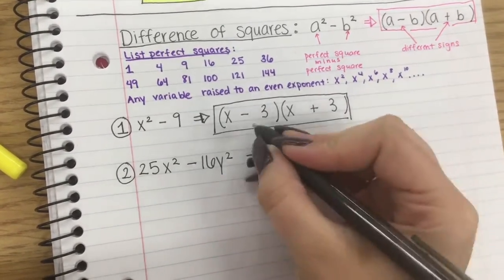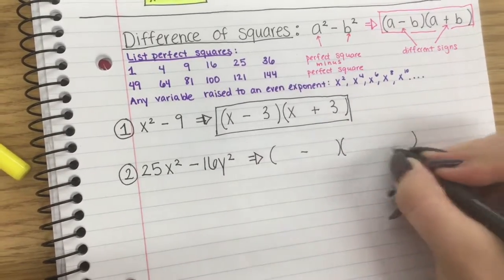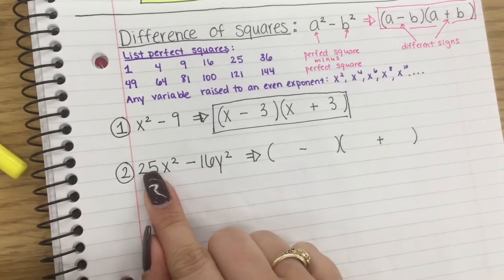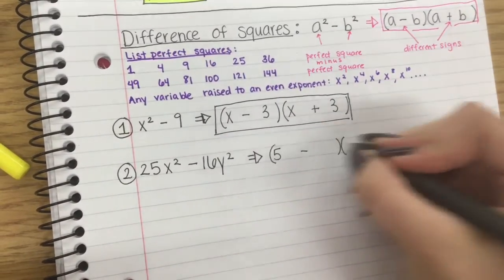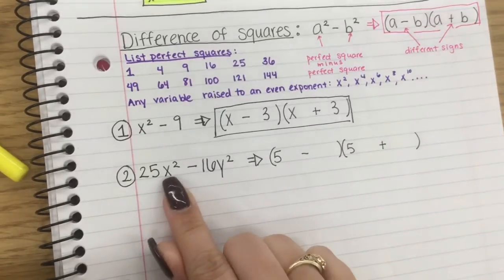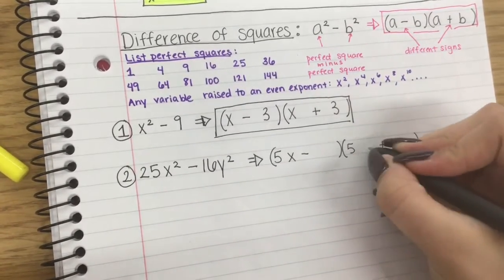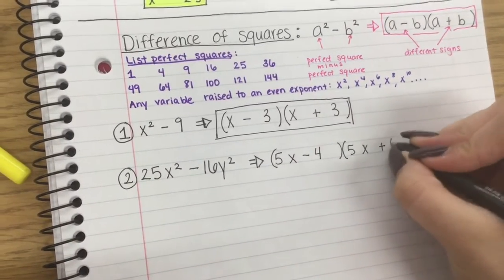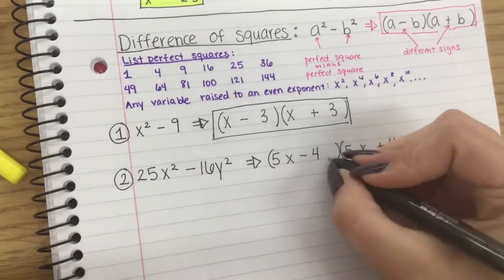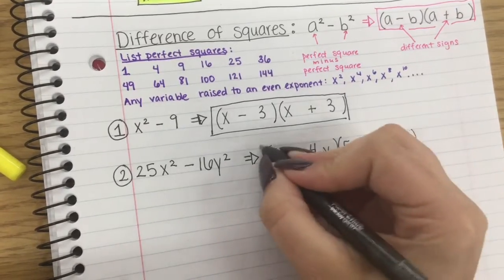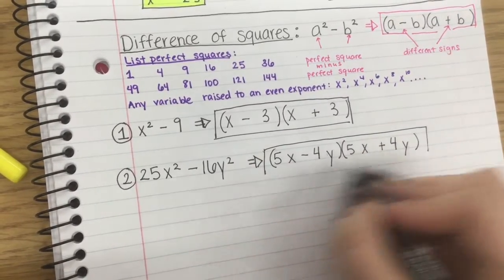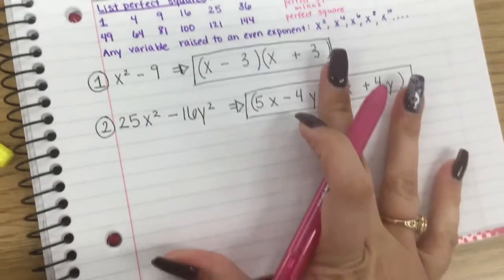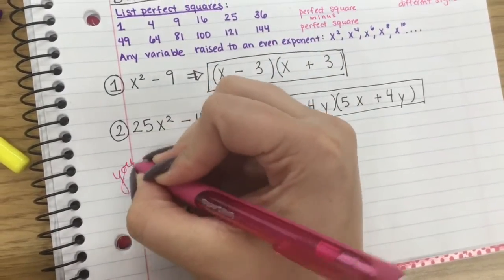I'm going to start off with 2 sets of parentheses for my factors, a minus sign and a plus sign for my different signs. And now I'll take the square root of 25, which is 5, because 5 times itself is 25. The square root of x squared, which is x, because x times x is x squared. And the square root of 16, which is 4. The square root of y squared, which is y. If you were to multiply these back together using distributive property or FOIL, you would notice that the 2 middle terms would cancel out.